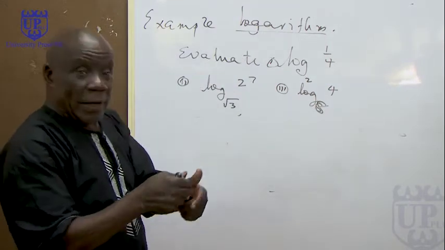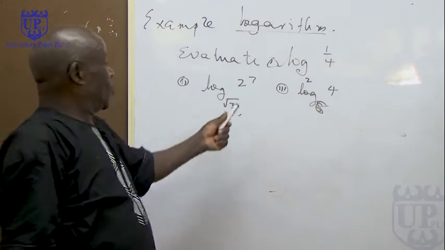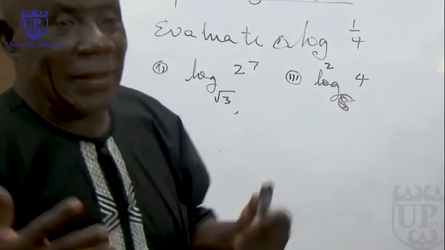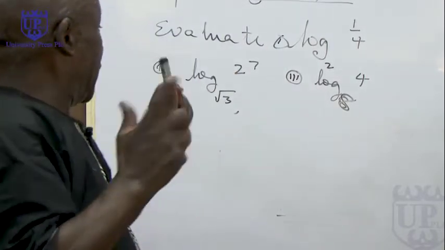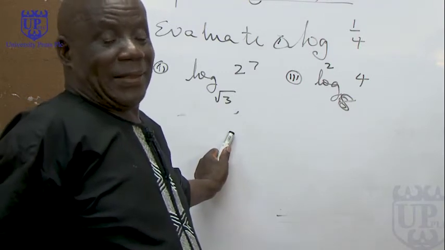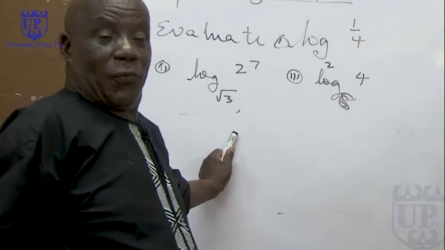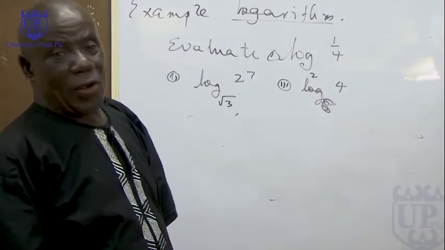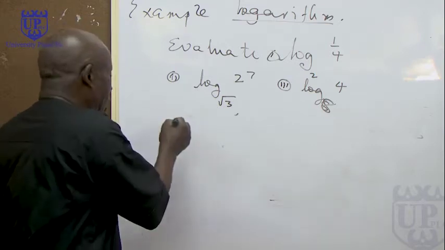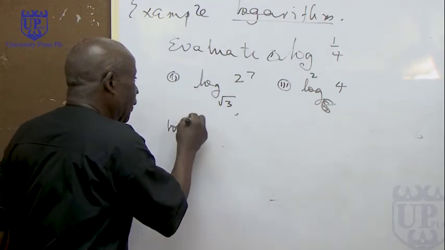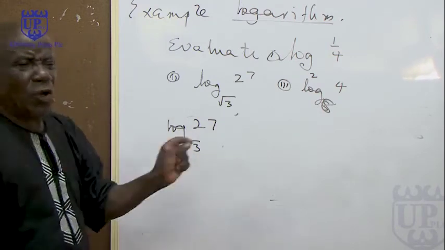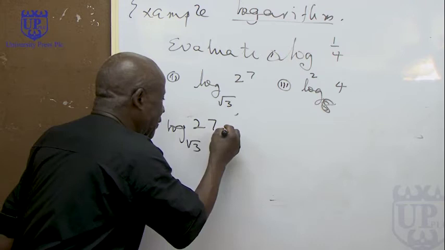You don't need to crack your brain. Start thinking, how are you going to express 27 in terms of the square root of 3? No. Use the definition. I will pick just this one, because you have plenty. If you want to solve up to 40, they are there. Let's look at log of 27 to base root 3. We don't know the answer, but let the answer be x.